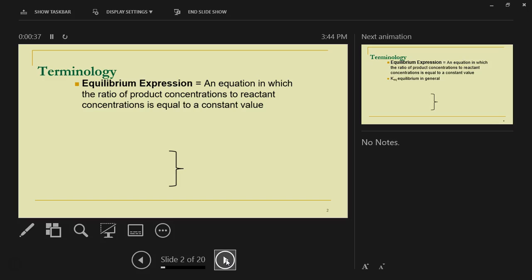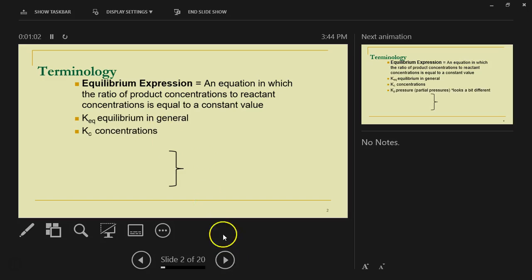So an equilibrium expression is an equation in which the ratio of the product concentrations to the reactant concentrations is equal to a constant value. And that constant value, we use the letter K. So sometimes you'll see it written K with a little subscripted EQ. That's just a generic equilibrium expression. EQ standing for equilibrium.